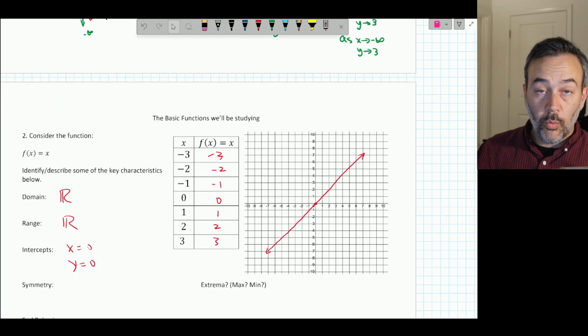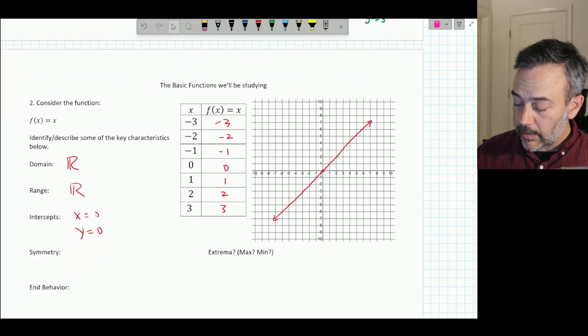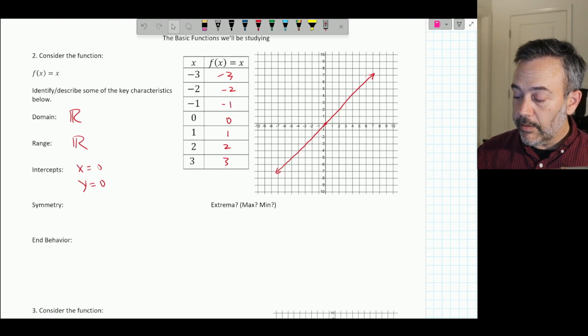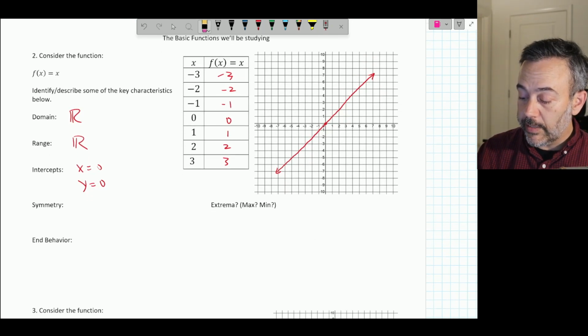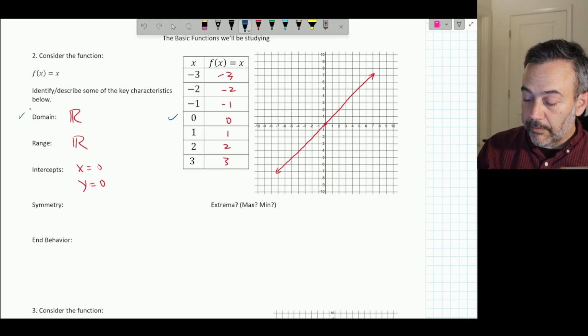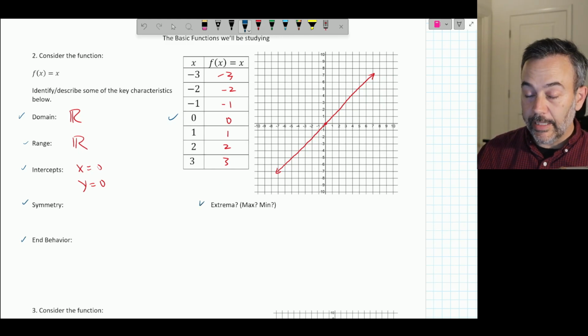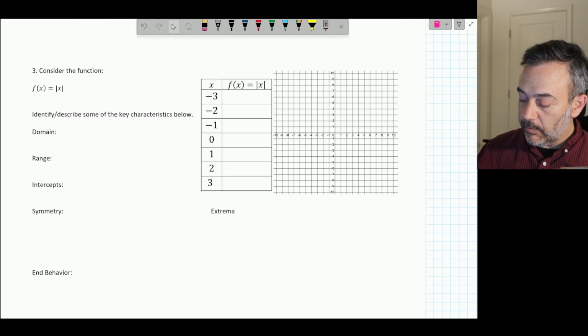Now, what I want you to do, here's your task. You are going to go through every one of the graphs in here, and you should have the table done already. You should be able to figure out domain, range, and intercepts. And now I've given you a way to figure out symmetry, behavior, and extrema. Let me help you do one.